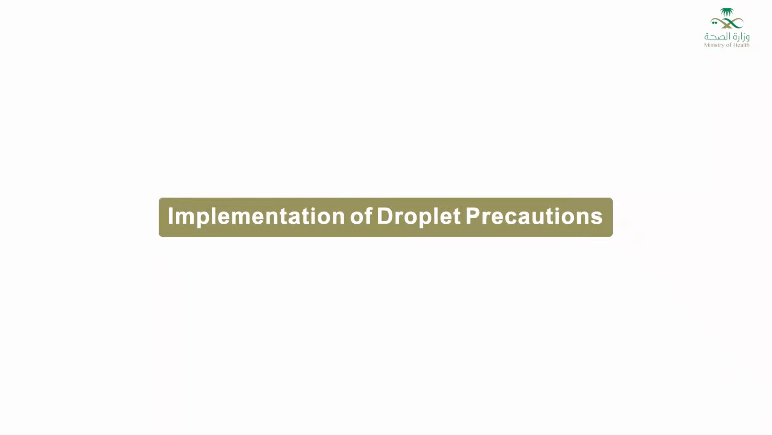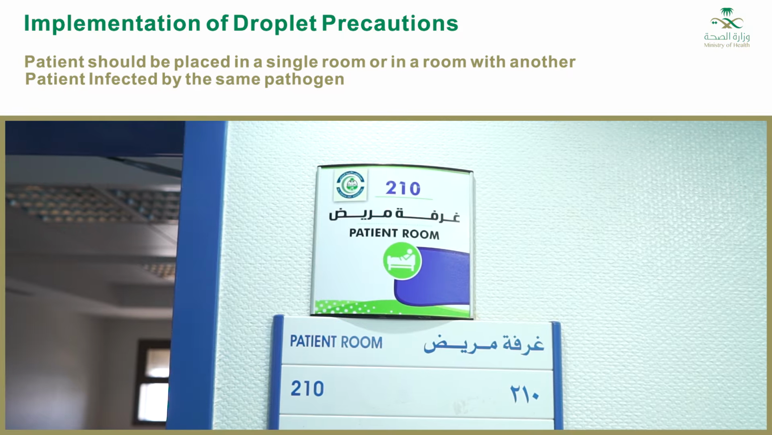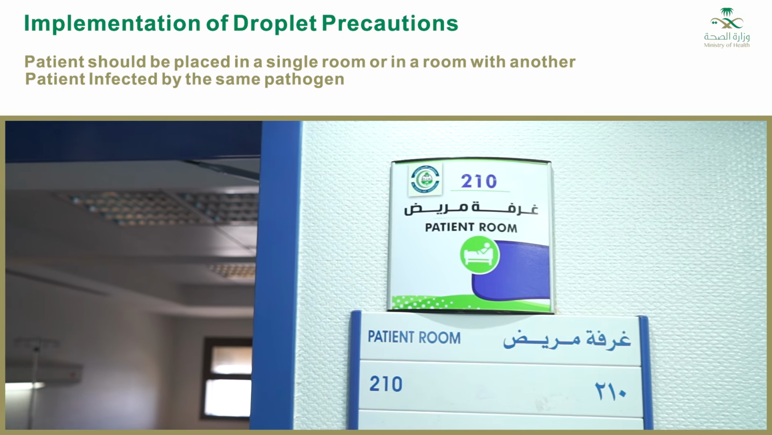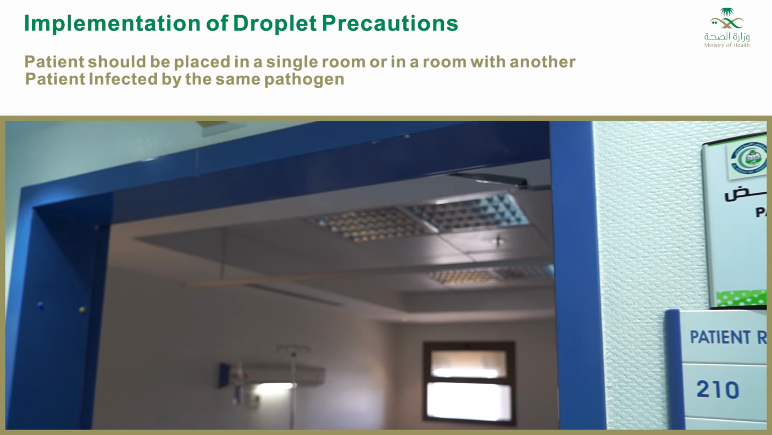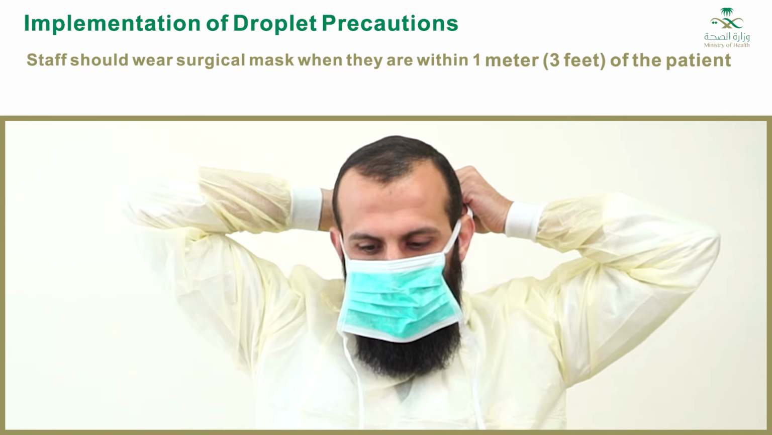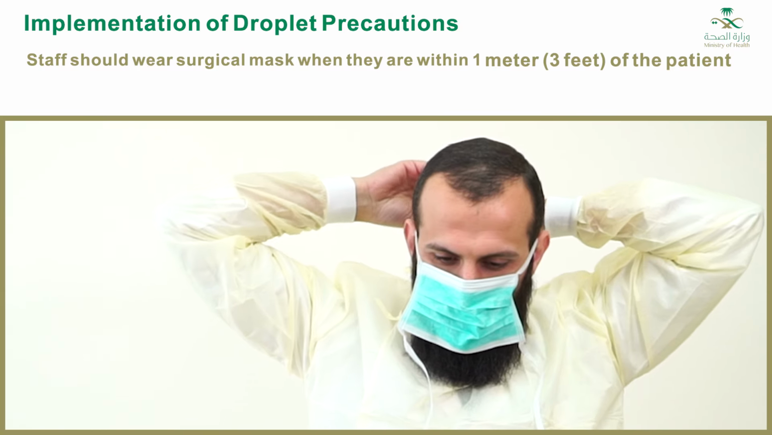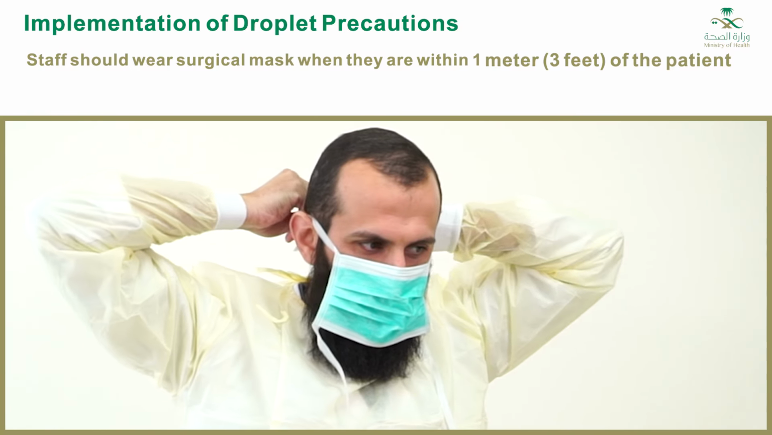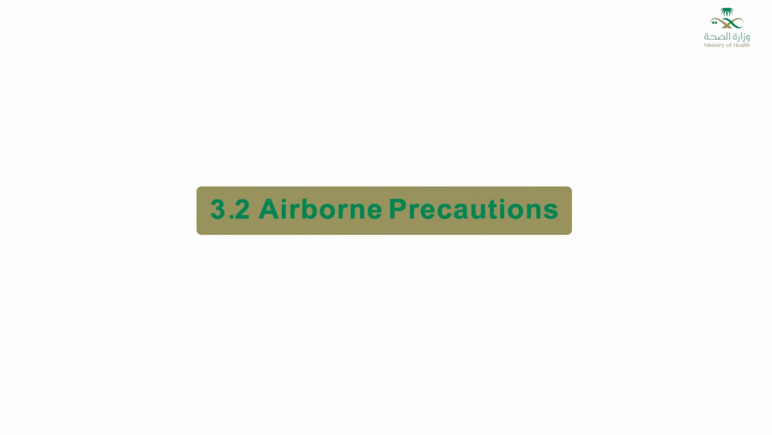Implementation of droplet precautions. The patient should be placed in a single room if available, and the door can remain open. If single rooms are not available, patients who are infected or colonized with the same microorganism may share a room. Staff should wear a surgical mask when within 1 meter of the patient. In addition, the staff should perform hand hygiene prior to entering and immediately after leaving the patient's room. Airborne precautions.